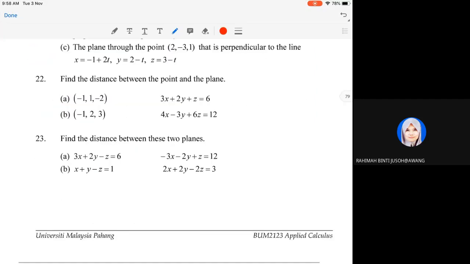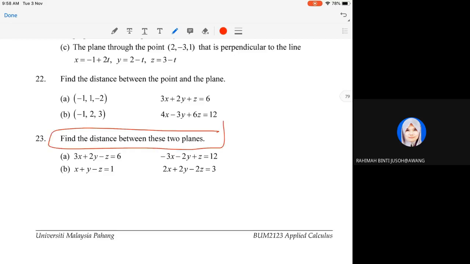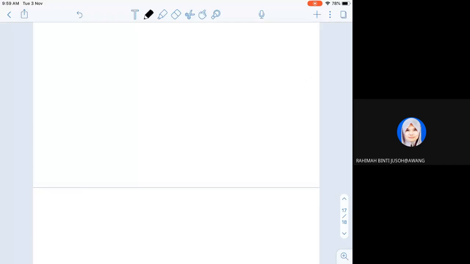Okay, now the last one, the distance. Distance is also a favorite question in tests normally. Okay, let us do question number 23A. Okay, question 23A.